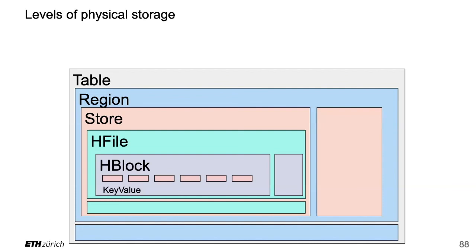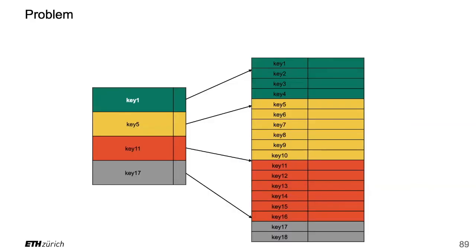Does this hierarchy make sense to you? For whom does that make sense? Okay, so this is how to think of it if you want to order things a bit in your brain. Several key values in an H block, several H blocks in an H file, several H files store the data for a store, several stores across the column families give you a region, and several regions give you a table. That's how I order things in my brain, okay?